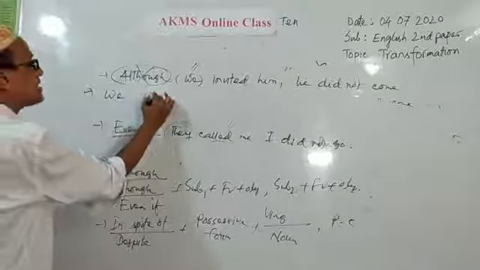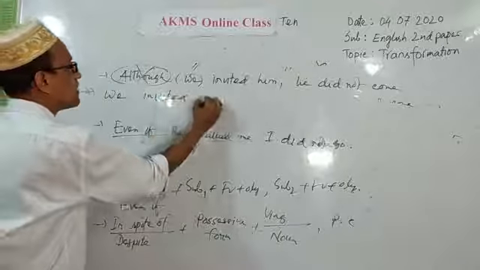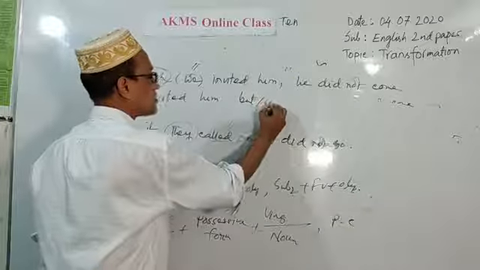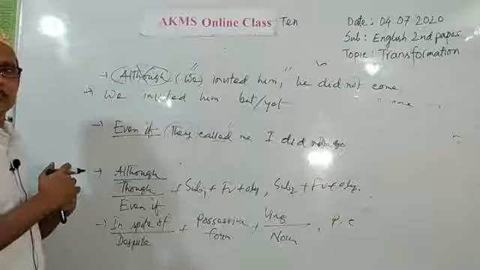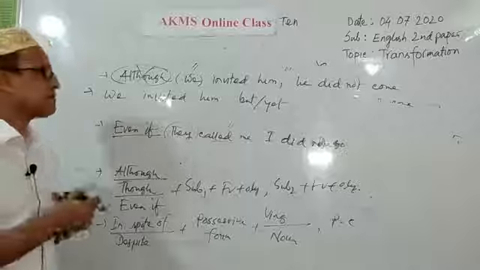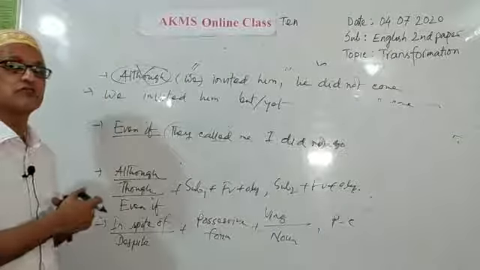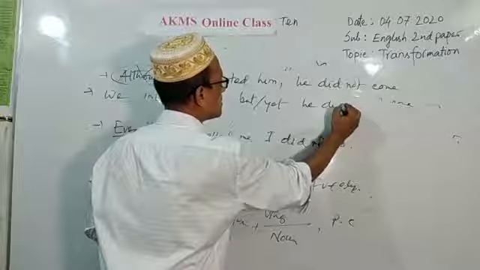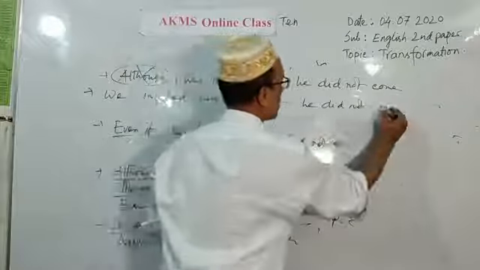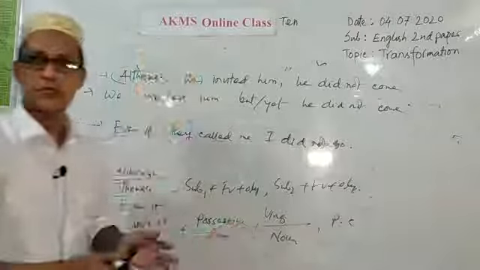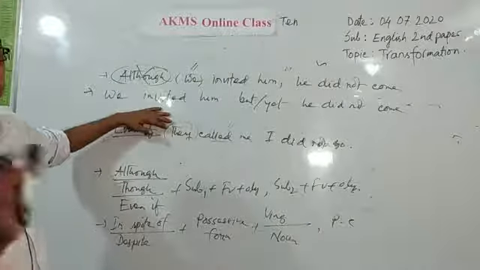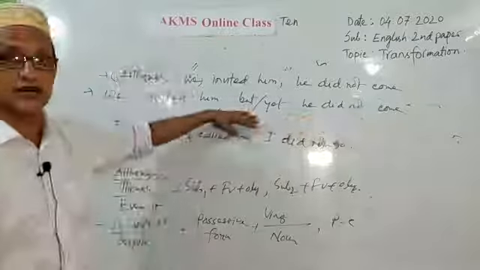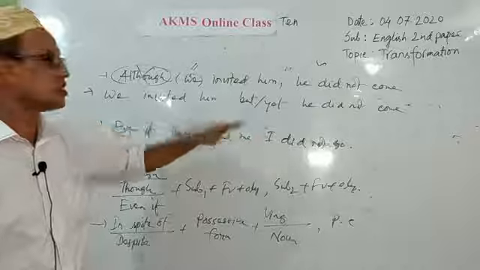We invited him. We invited him. But or yet. You can use any one of them because both the subjects are different. We invited him, but he did not come. Okay? I have used the subordinate clause without any change, and also I have used the principal clause without any change. In the middle, I have used but or yet.